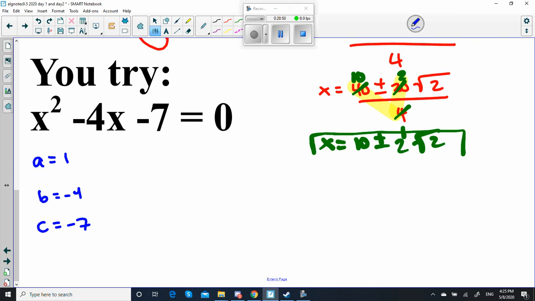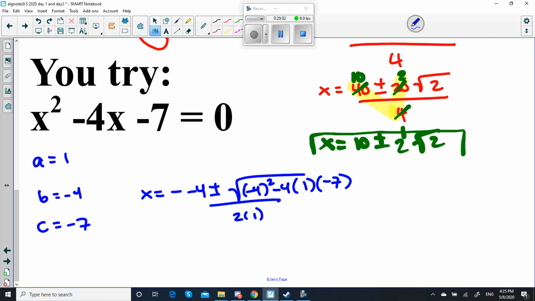So plugging it into the formula, negative 4 plus or minus the square root of negative 4 squared minus 4 times 1 times negative 7 over 2 times 1. So that's just 4 plus or minus. Now I'm going to use my calculator. Negative 4 squared minus 4 times 1 times negative 7. That gives me 44 over 2.